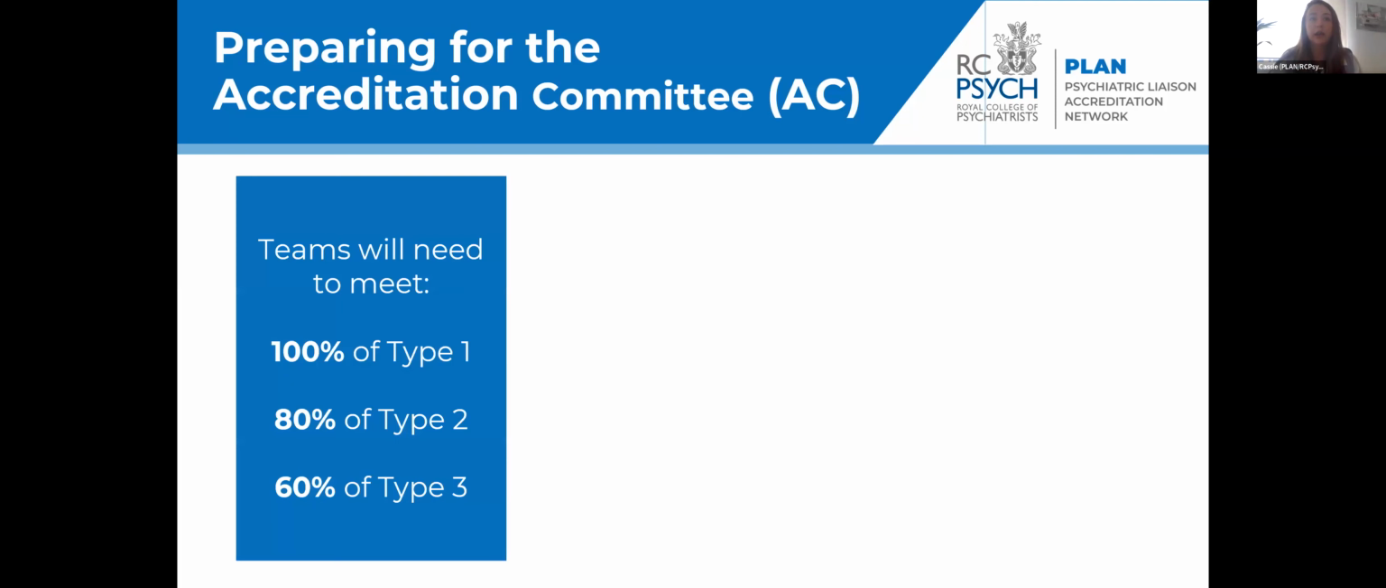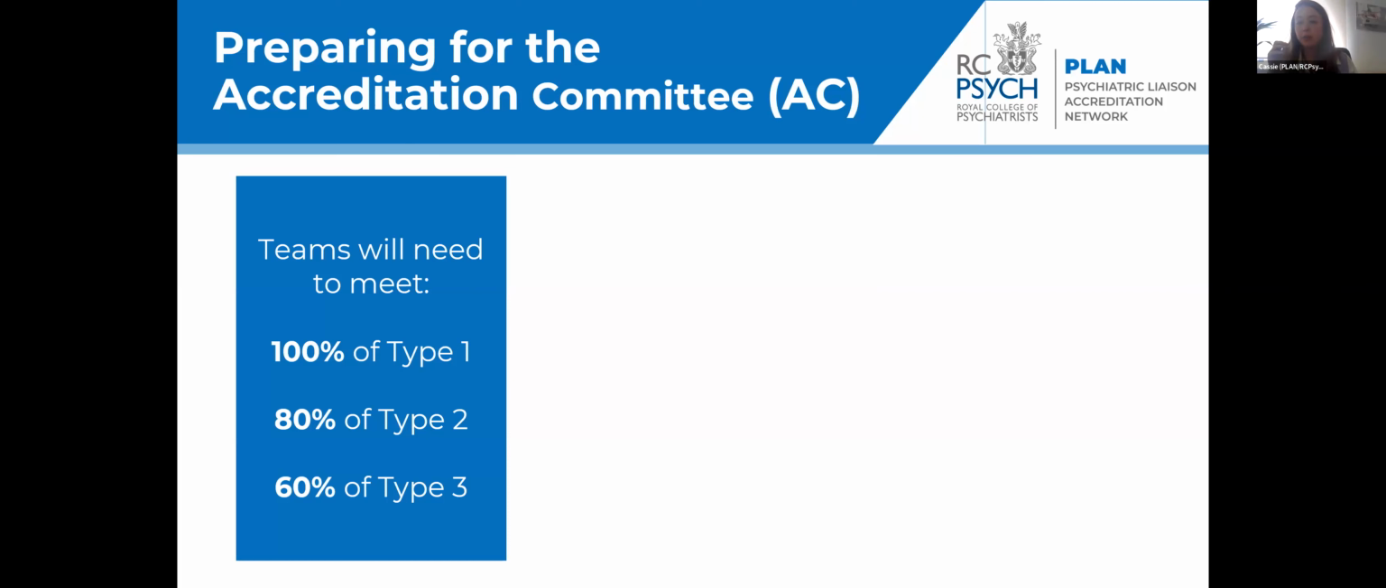So Konami, if you click once. So for accreditation, the accreditation committee is made up of a multidisciplinary team, and they are staff and clinicians within liaison services also going through the review process, acute colleagues, or those with lived experience, so our patient and carer reps. To award accreditation, teams need to meet 100% of type 1 standards, at least 80% of type 2 standards, and at least 60% of type 3 standards.